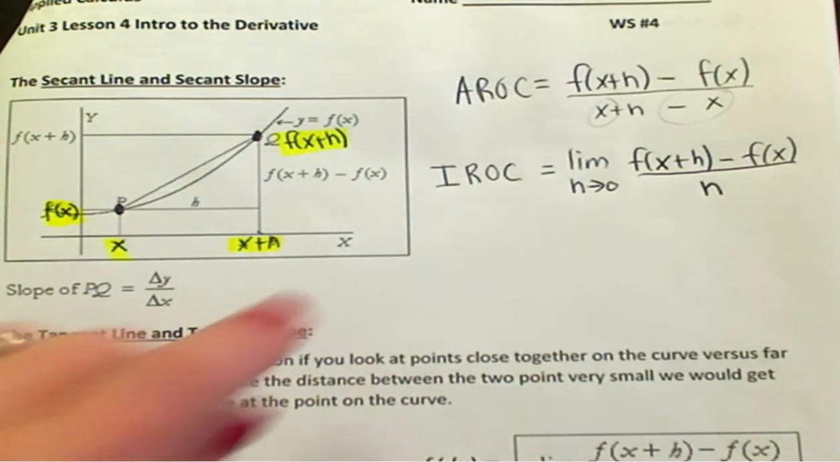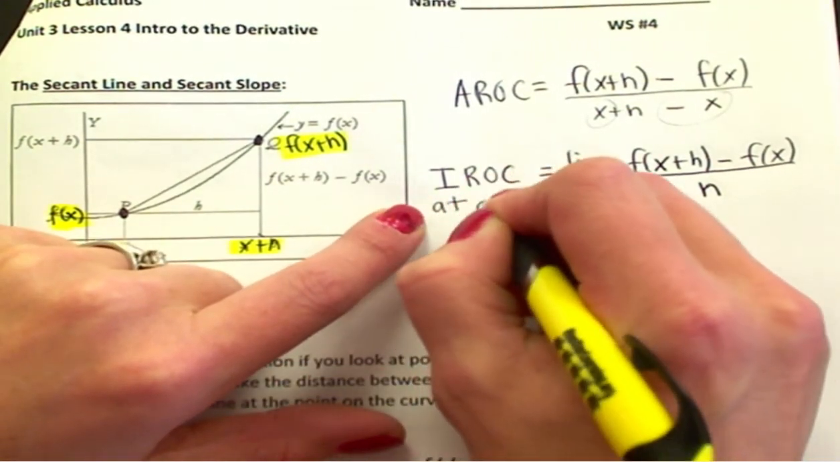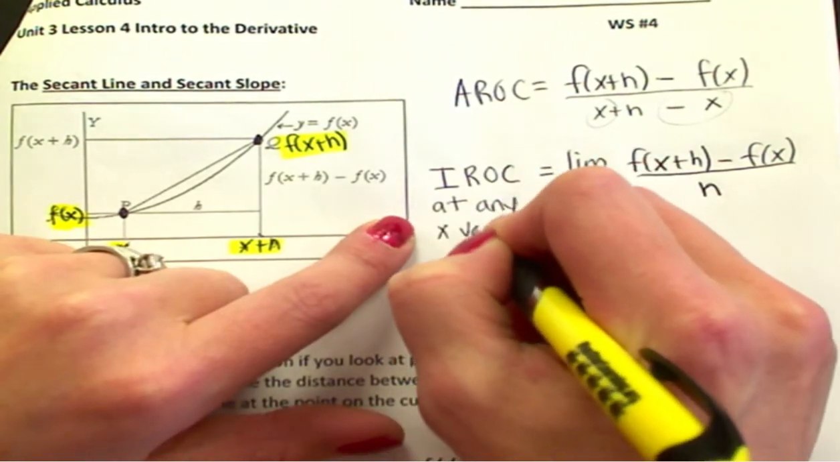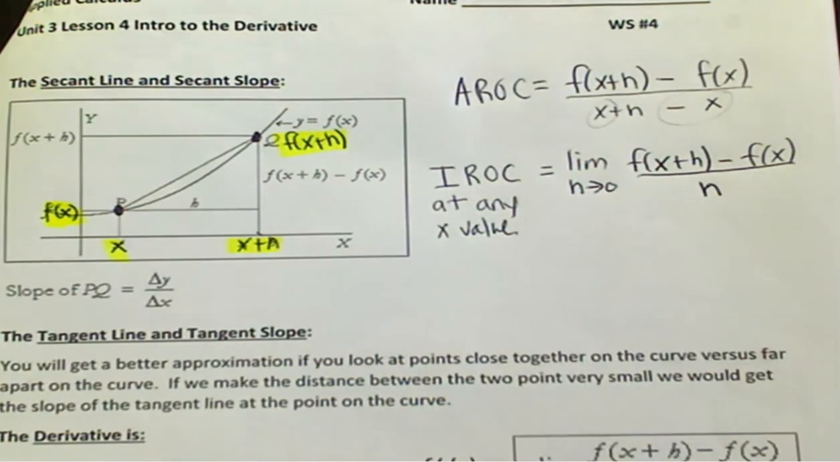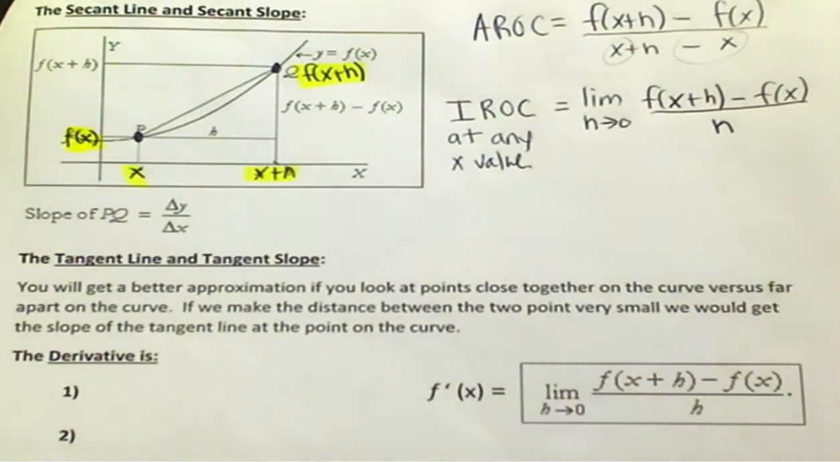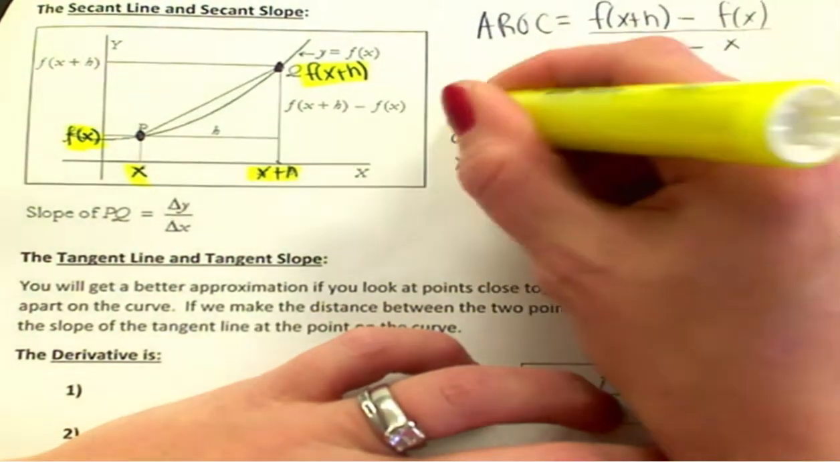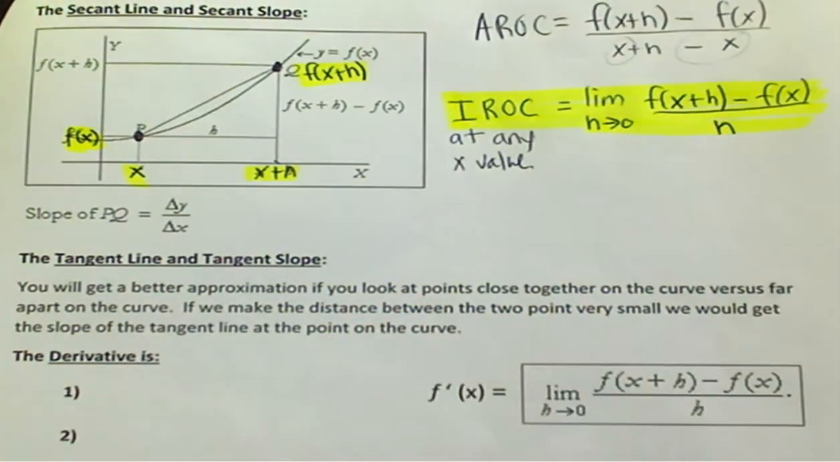Well, this is not at a number. This is the instantaneous rate of change at any x value. I don't want to plug in the number first. I want to plug in the number last. That means it's going to create a general formula, and we're going to see how this simplifies. Now, this is the formula for instantaneous rate of change. Should be pretty similar. It's just this time I'm leaving an x there.